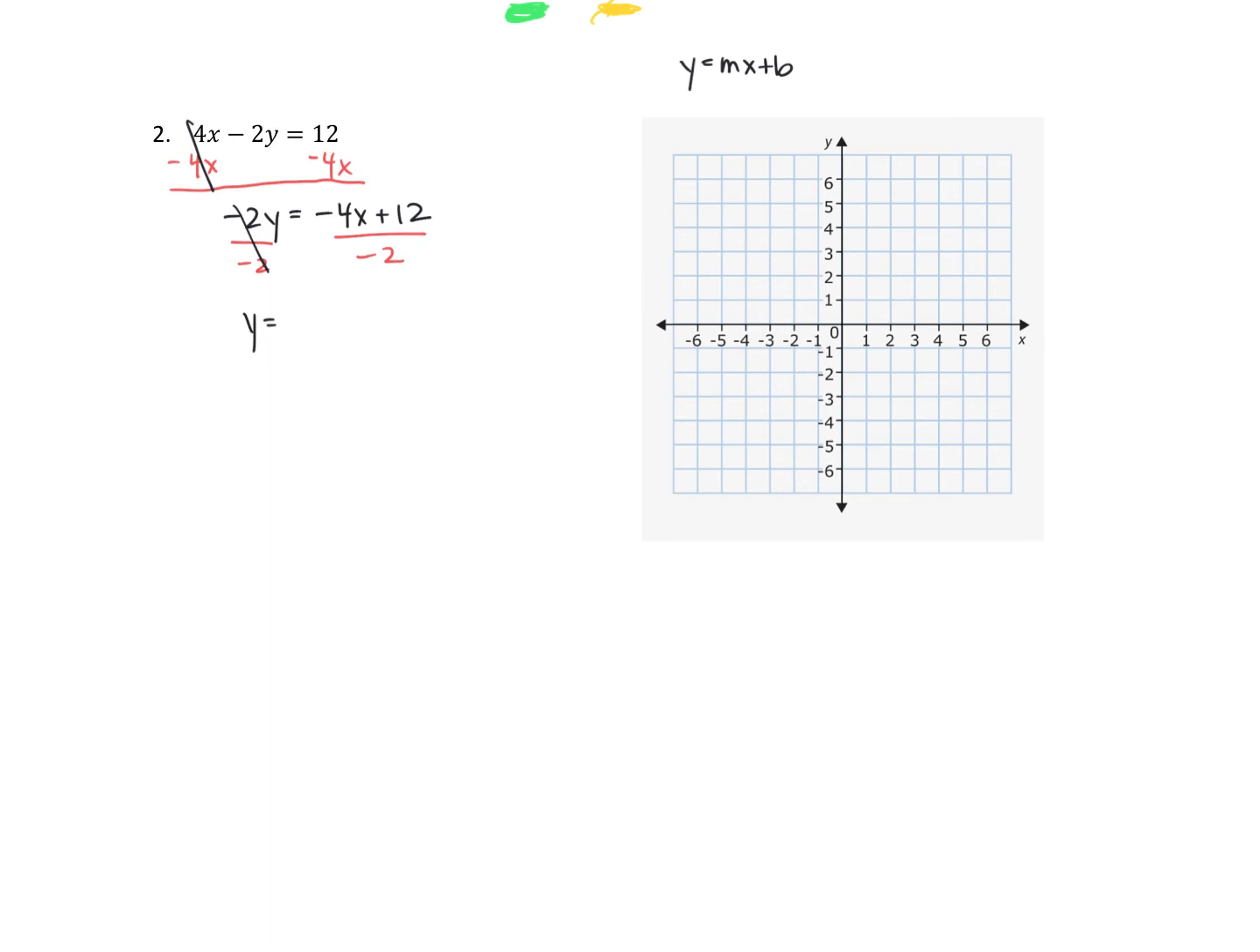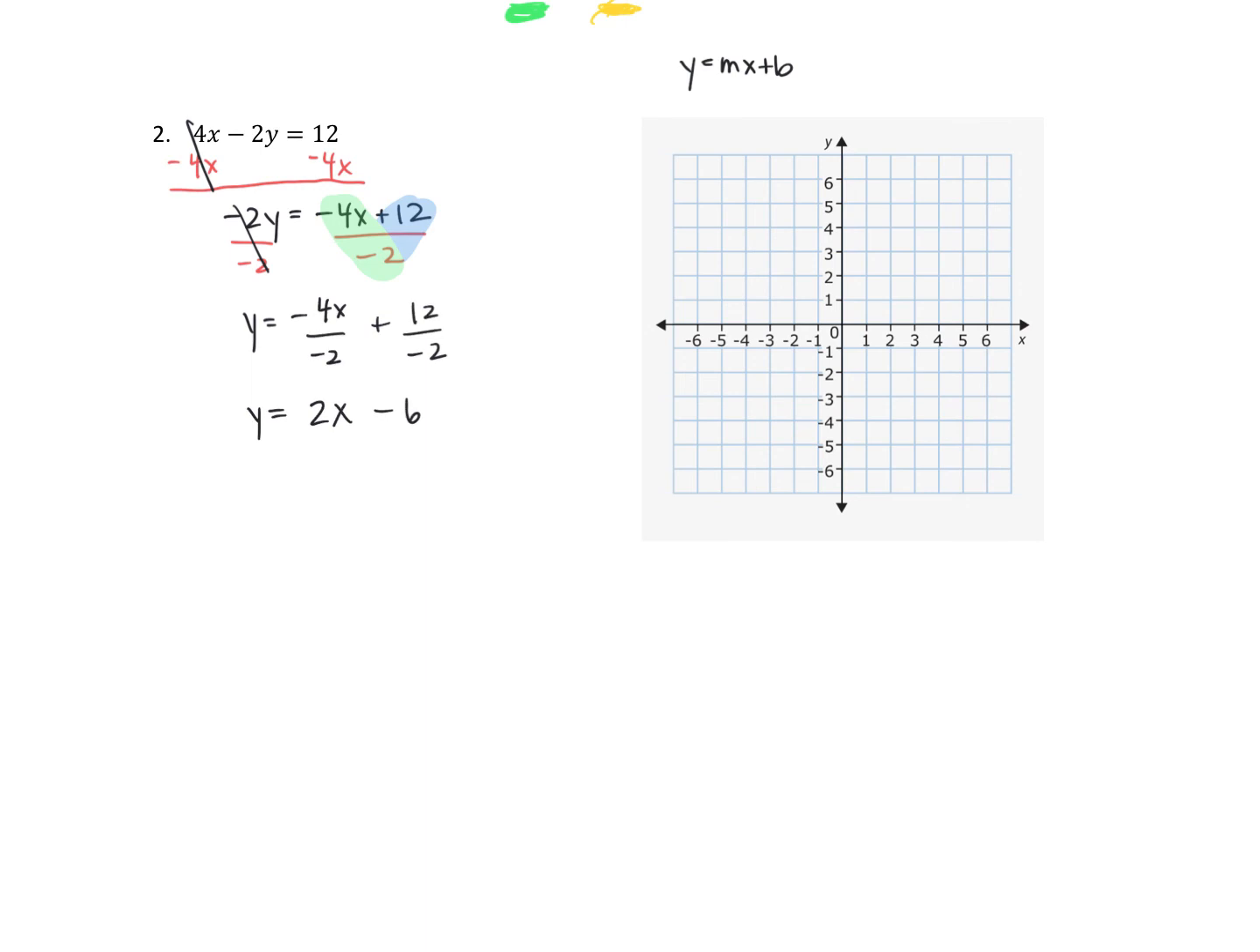And on the right-hand side, you can simplify this by simplifying both parts, okay? Negative 4x divided by negative 2 first. So negative 4 divided by negative 2. Let me actually just split this up for you. You're going to divide each piece by negative 2. Each piece gets divided by that negative 2. So we will have negative 4 divided by negative 2 is positive 2, so that'll be 2x. And 12 divided by negative 2 is negative 6.